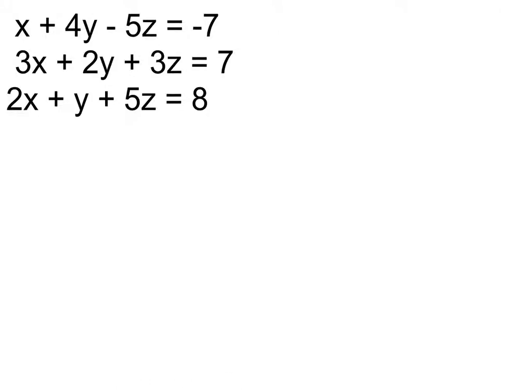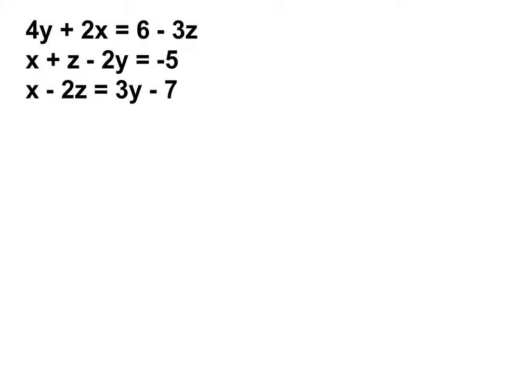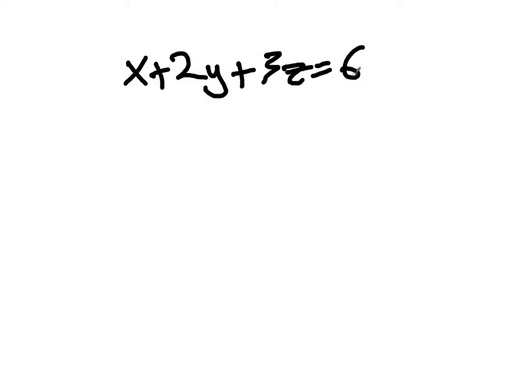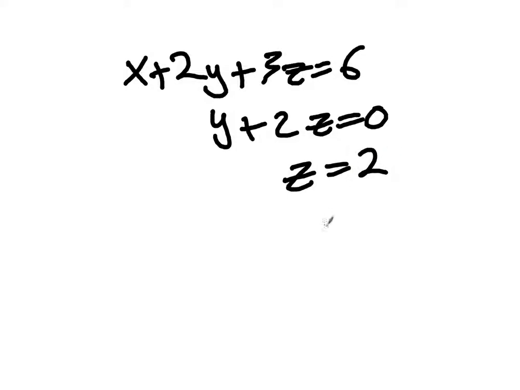Let me give you an example of when substitution would be easier. Let's say you had something like this. x plus 2y plus 3z equals 6. y plus 2z equals 0, and z equals 2. If you've already got one of the variables solved here, you might as well just go ahead and substitute it in to the other two equations.